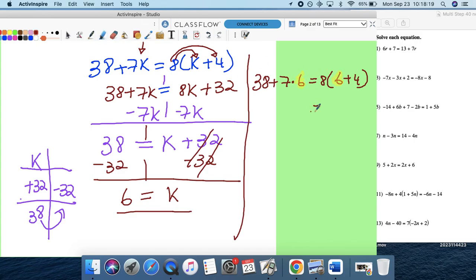Well, let's make sure we're good. Here, inside the parentheses, 6 plus 4 is 10, and then 10 times 8 is 80. On this side, we have 38 plus 7 times 6, which is 42. Is 38 plus 42 equal to 80? Yes, it is. So our left side equals my right side, and k equals 6 does make this equation true.